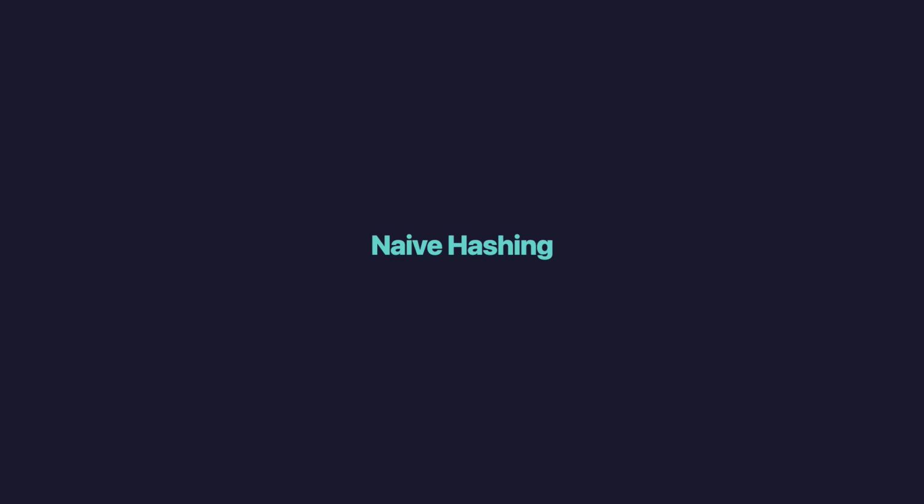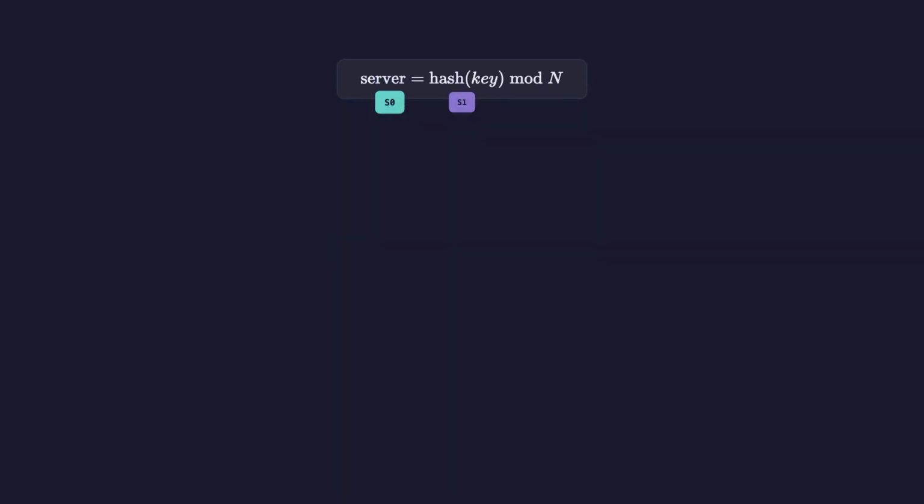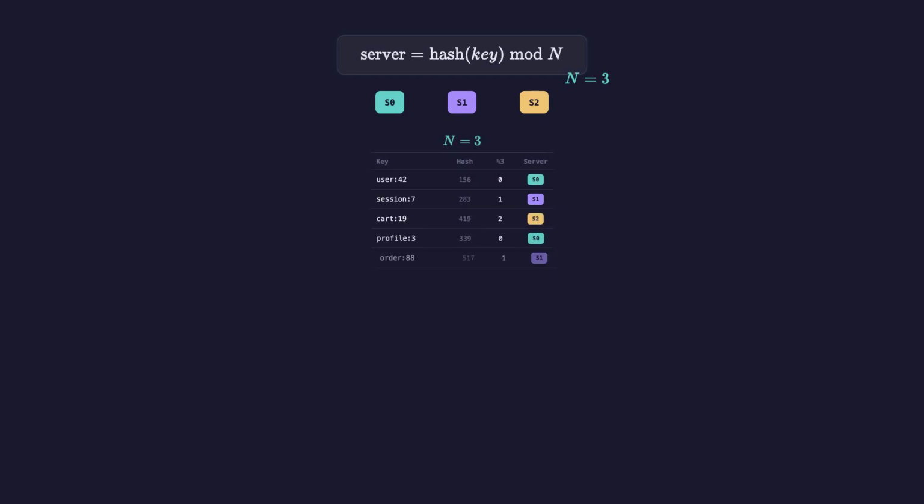Let's start with the approach that breaks, naive hashing. You take a key, run it through a hash function, and then compute the result modulo n, where n is the number of servers. Hash of key mod n gives you the server index. With 3 servers, each key maps neatly to server 0, 1, or 2. Let's say we have 8 keys. They spread across the 3 servers fairly evenly. Everything looks great.